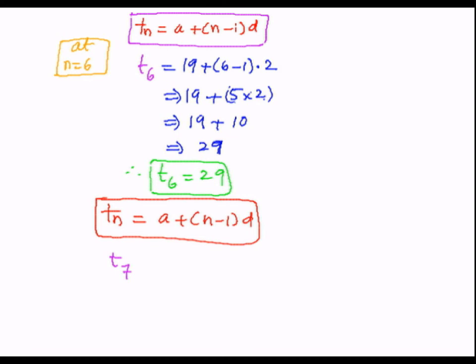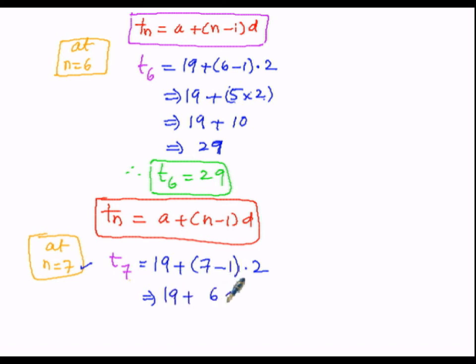we have to replace n by 7, that is at n equal to 7. So that equals a, 19, plus n, 7, minus 1, into common difference 2. So that implies 19 plus 7 minus 1 is 6, into 2 within the brackets. Then 19 plus 6 twos is 12. So 19 plus 12 is 31. In this manner we got the seventh term as 31.